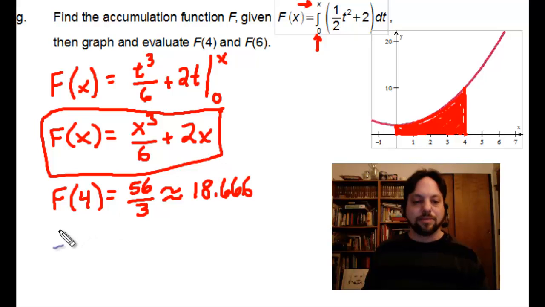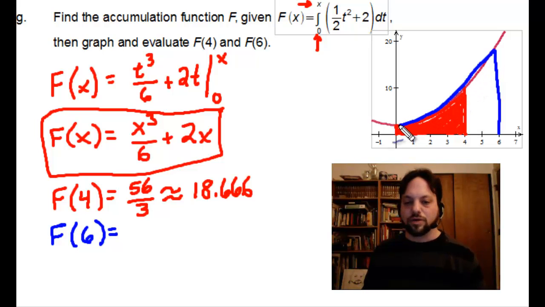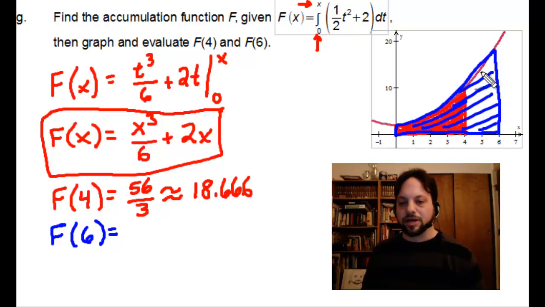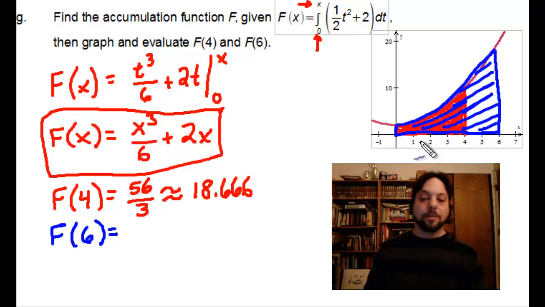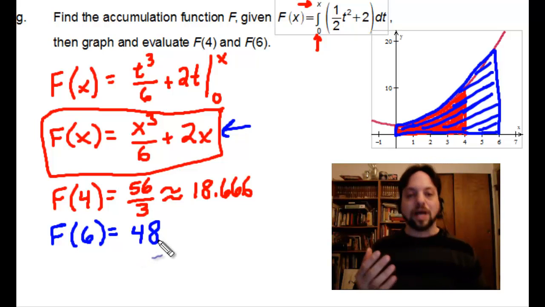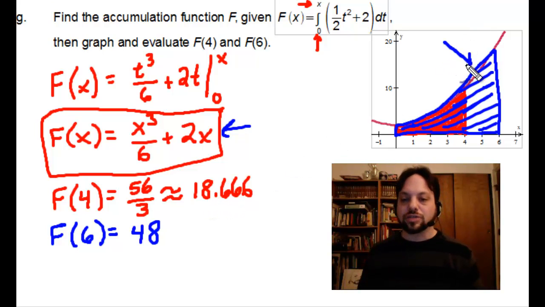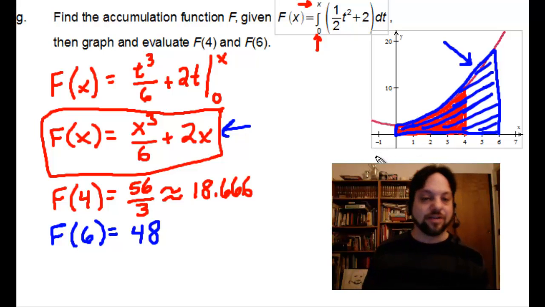Now, let's try this one more time, but this time, let's go up to F of 6. This will be the region starting at x is 0 and proceeding up to this vertical blue line. So this time we're going to find this region. Now, I'm not going to color the whole thing in because that seems to take too long. But if we want to find that blue region, just go ahead and plug 6 into our accumulation function. And if you get the same thing I got, it's just going to be 48. And you might say to yourself, wow, 48, that's a whole lot bigger than 18.666. And you're right, but look at all the extra space that we've added. And so it does kind of make sense.